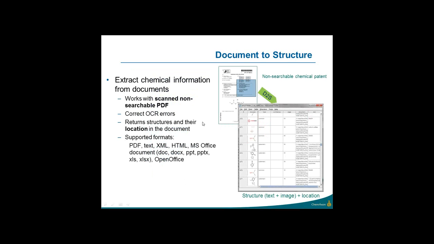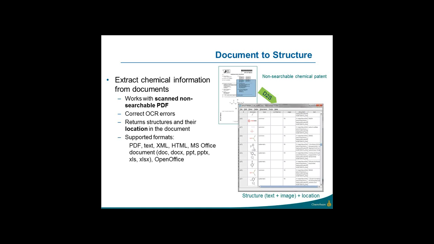And document-to-structure is a very powerful tool because it works with different types of document. It could be a PDF or plain text or a Microsoft Office document. And this is a very powerful tool for pattern mining because it works with non-text PDF, because a lot of chemical patents are not actual text documents. It's actually an image PDF.